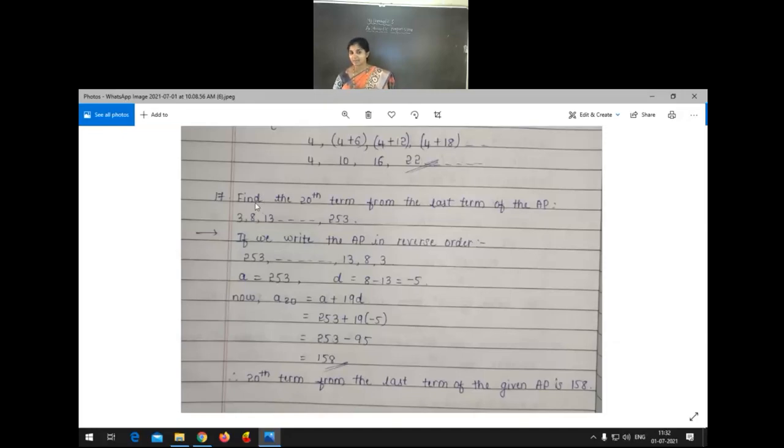It is a simple problem only, but you have to read the question completely. Find the 20th term from the last term. We have to come from the last term. The last term is the new starting point for the 20th term.